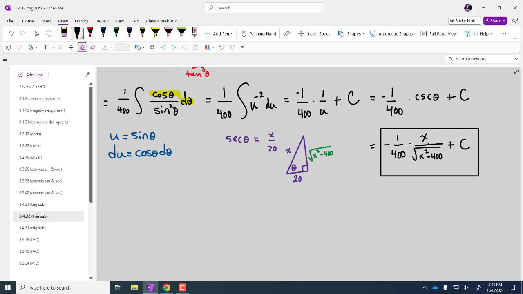Woo, doozy. And we see that domain issue come up again. If x is not bigger than 20, then we have the square root of a negative.